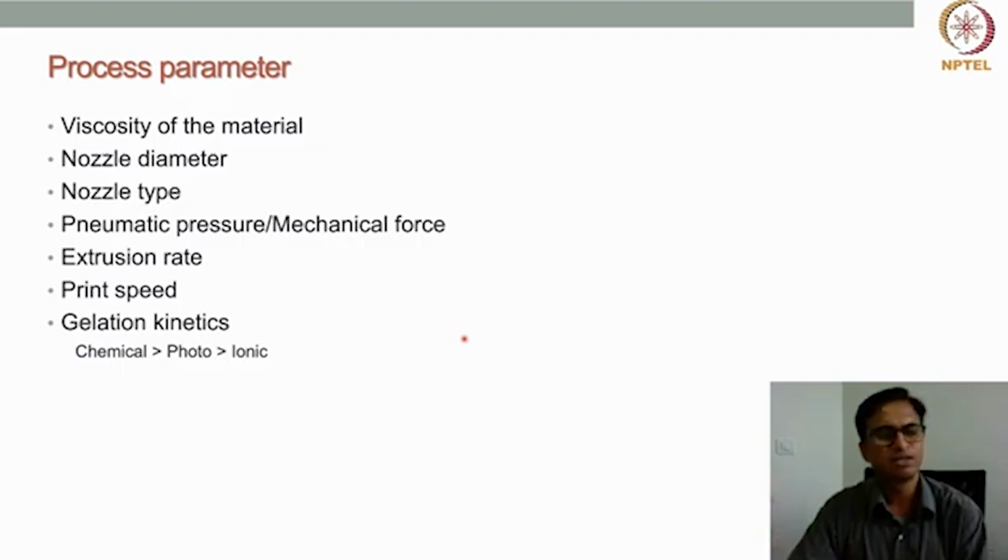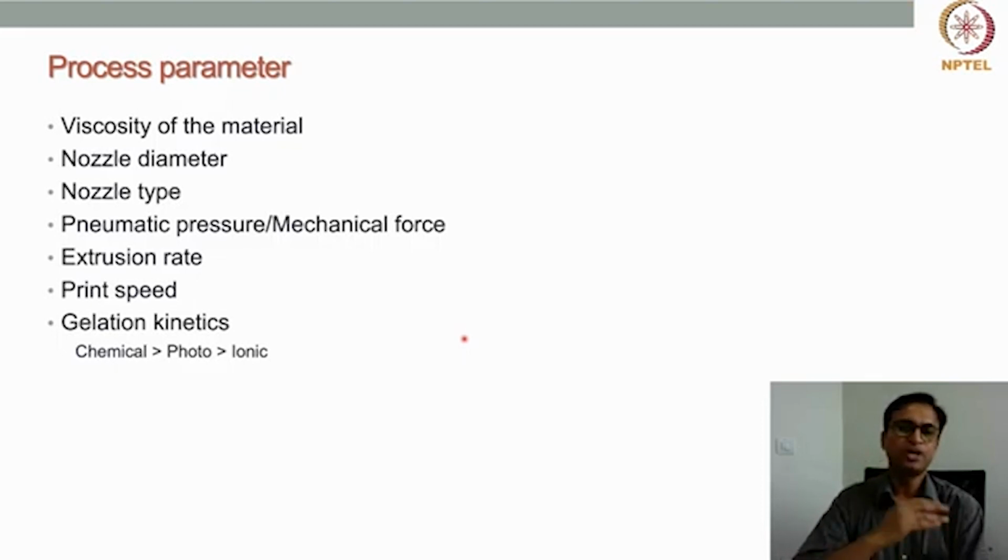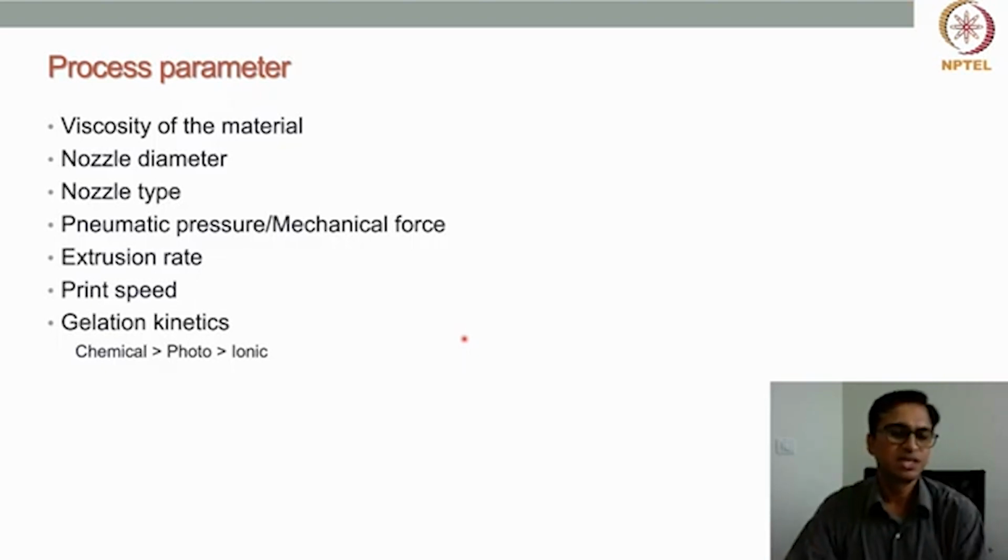But for extrusion based bioprinting, the requirement is mostly a material that has shear thinning property. So the rheological property, the viscosity of the material, shows shear thinning. That means if we apply pressure, then the viscosity of the material comes down, that is, thinning of the material upon applying pressure, so shear. So that shear thinning material is mostly used for extrusion based bioprinting.